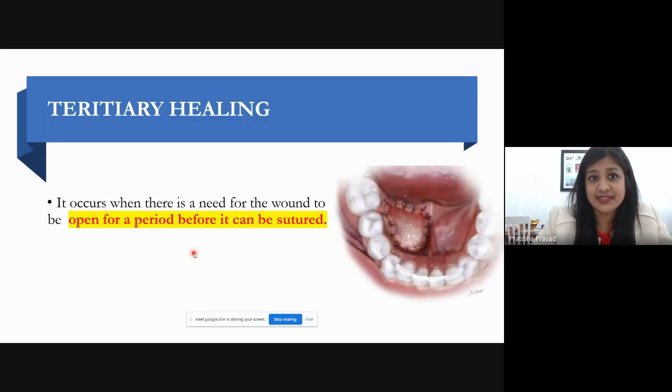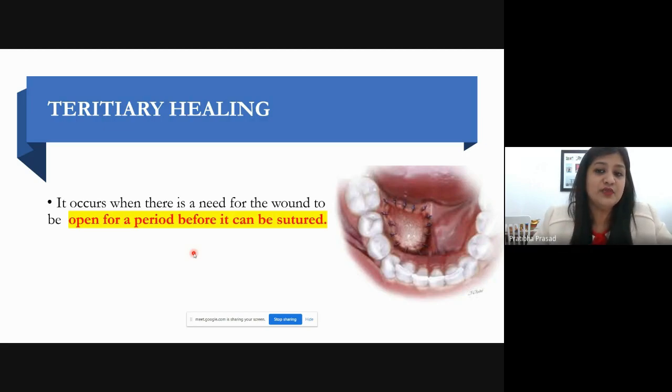There is a slight difference with tertiary healing. What happens here is that the surgeon uses it as a part of the treatment. You'll study this more in oral surgery, I think in oral surgery 2 or 3.